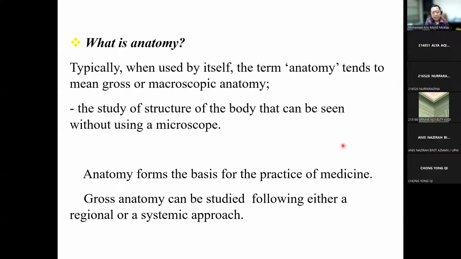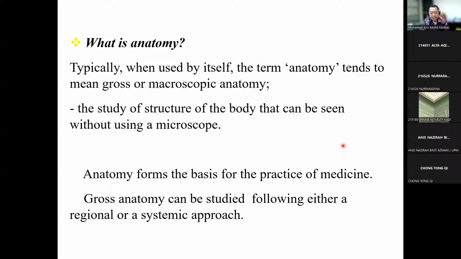So basically, what is anatomy actually? In general, when we refer to anatomy, it tends to mean gross or macroscopic anatomy. Gross anatomy means any structures that you can see using your naked eyes. Sometimes we call it macroscopic anatomy, right? So it is the study of structures of the body that can be seen without using a microscope. If you use a microscope, then it becomes microscopic anatomy or histology.